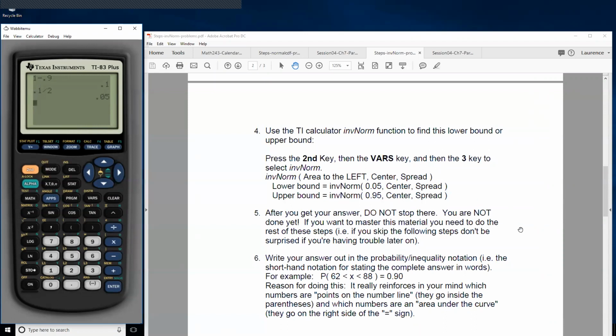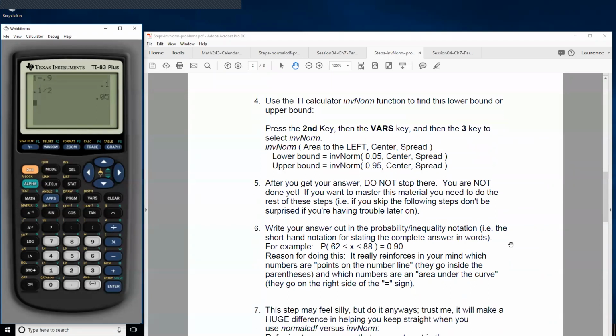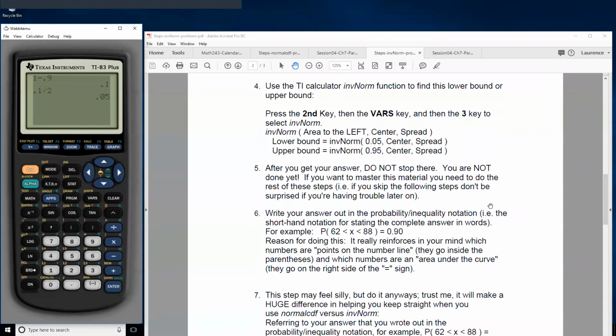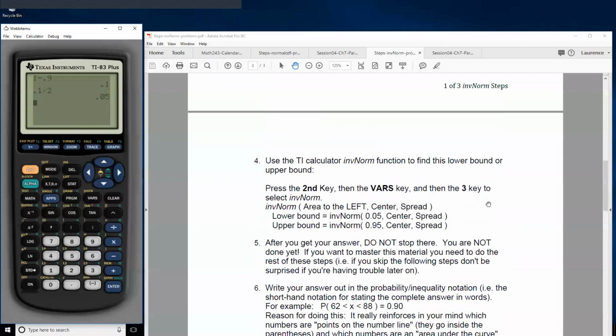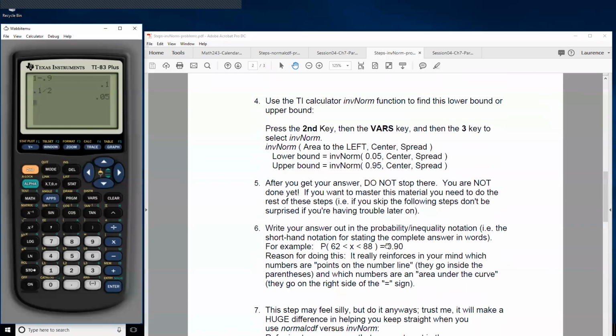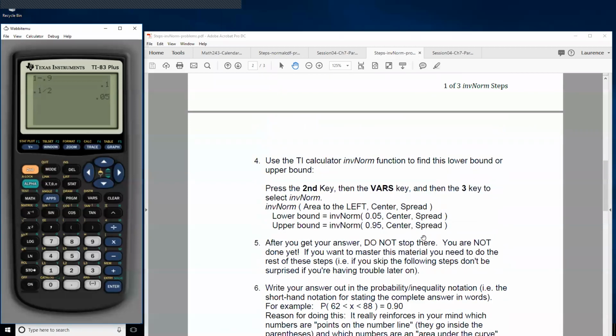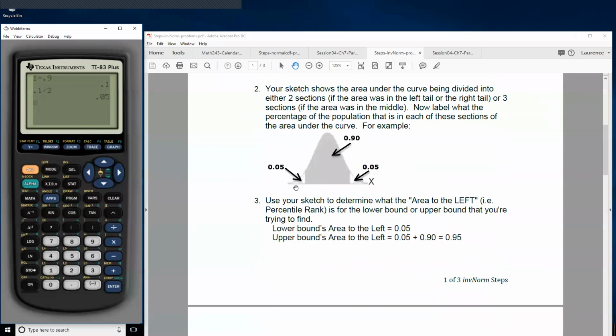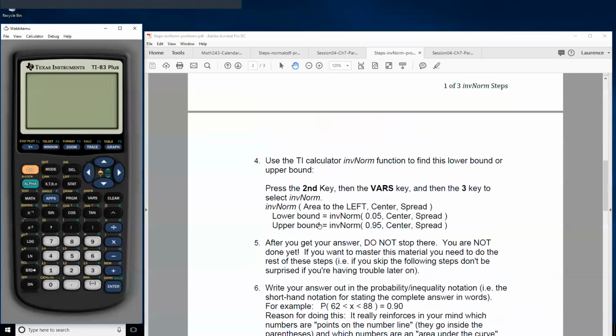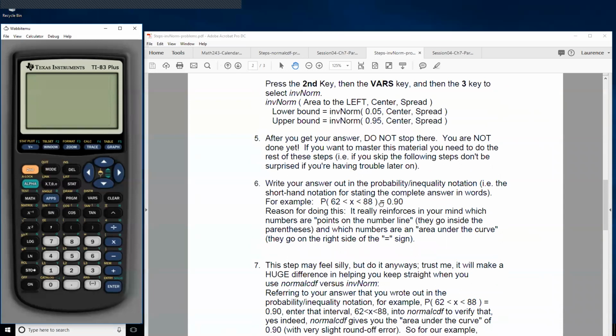So to reinforce that, you do this. Write out your answer using the probability inequality notation. And you've got your sketch to help you with that. So for example, let's suppose the lower bound was 62, upper bound was 88. So you'd say, all right, this is 62, this is 88, X is in between, put in your inequalities, put the parentheses around it, and a capital P in front. And it'll look just like this.